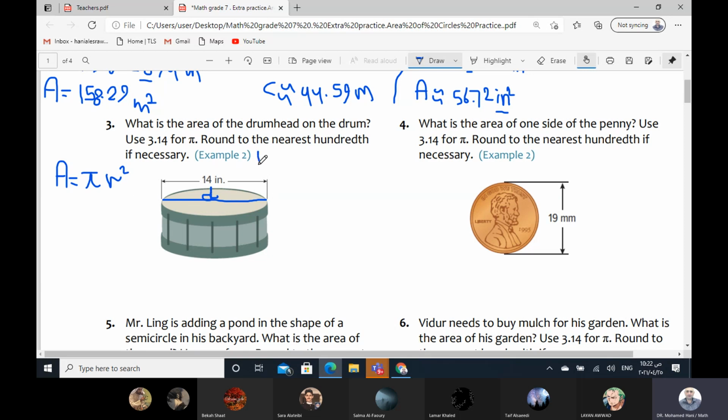So we can solve the r from the d. As you remember, r equals d divided by 2, or the half of the diameter. And the diameter equals 14. Divide by 2. 14 divided by 2 will be 7 inches.